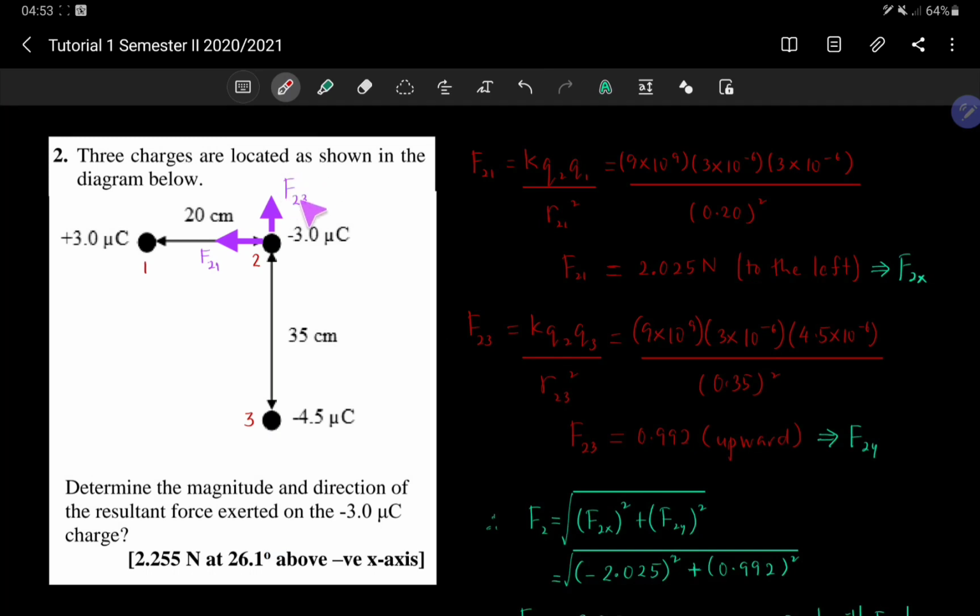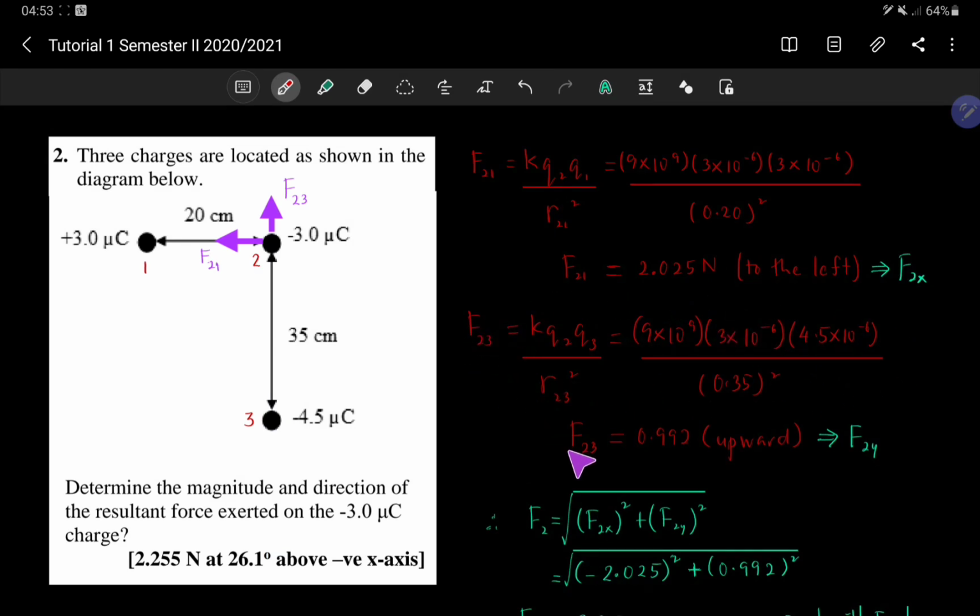F23 is the force exerted on 2 by 3. So F23 equals to K Q2 Q3 over R23 squared. K is just a constant again. Q2 and Q3 are given already. So this is Q2 and this is Q3. Remember, in substitution, we just ignore the negative sign and take the magnitudes. Then the separation between 2 and 3 is 35 centimeter. Convert it to meter, equals to 0.35. Make it squared. So we just calculate the value of F23.